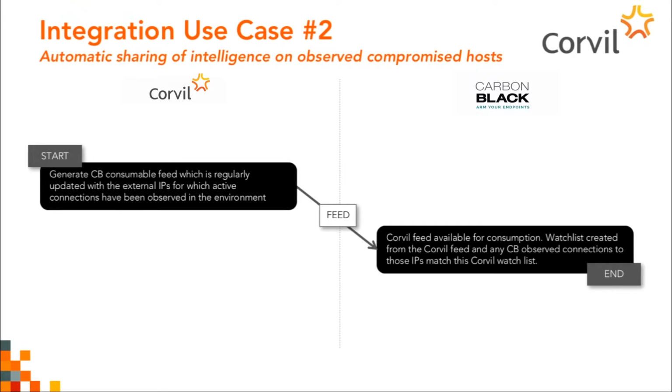The second integration use case is all about automatic sharing of intelligence. As Corvil identifies compromised hosts on the network, it shares this information dynamically with Carbon Black. This enables Carbon Black to effectively have an active watch list which is populated by Corvil. This watch list is then an integrated part of a security analyst's workflow within the Carbon Black user interface. Let's now take a look at this integration use case in action.